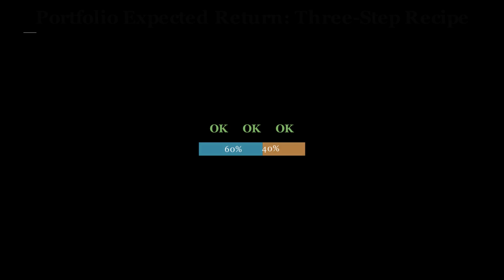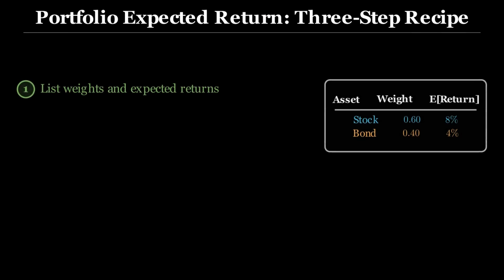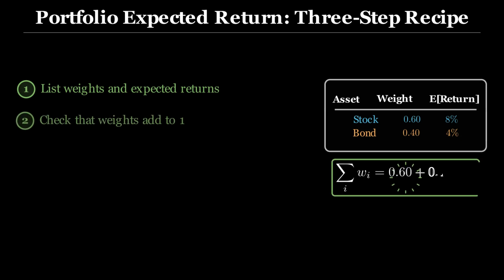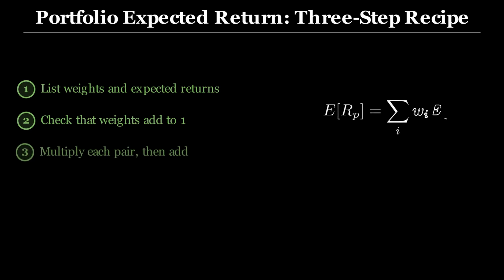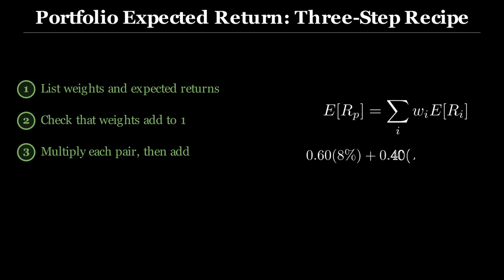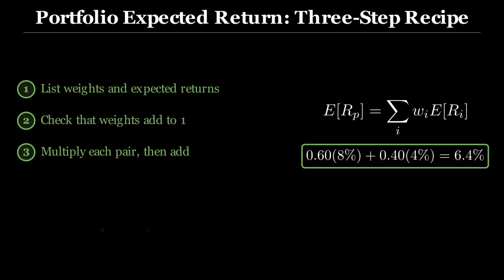Let's finish with a reusable three-step method. Step 1, list every asset's portfolio weight and expected return. Step 2, check that the weights add to 1 for a fully invested portfolio. Step 3, multiply each weight by its corresponding expected return, then add all the contributions. For our example, 0.6 times 8% plus 0.4 times 4% equals 6.4%.